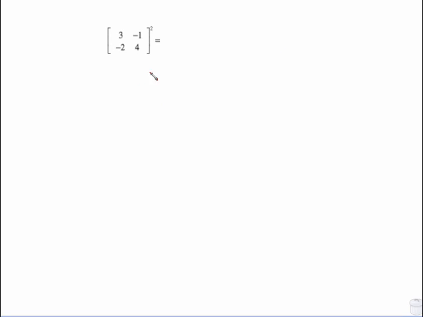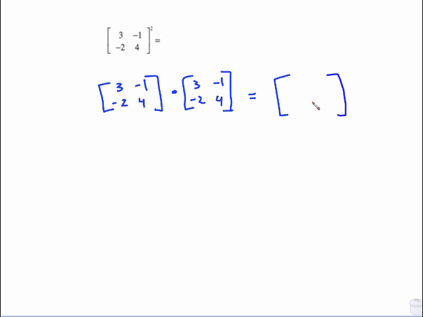One more to look at, and that is when you square a matrix, it is just like squaring a binomial. So you need to rewrite this as 3, negative 1, negative 2, 4, times 3, negative 1, negative 2, 4. 2 by 2, 2 by 2. The 2's match in the middle, and our answer will be a 2 by 2. So it's the first row times the first column. 3 times 3 is 9. Negative 1 times negative 2 is 2.